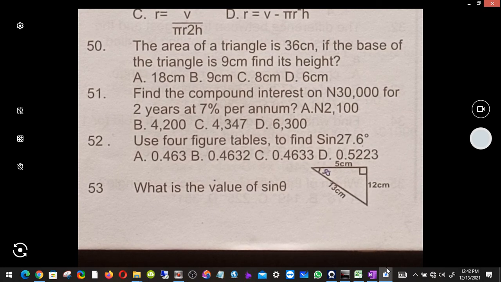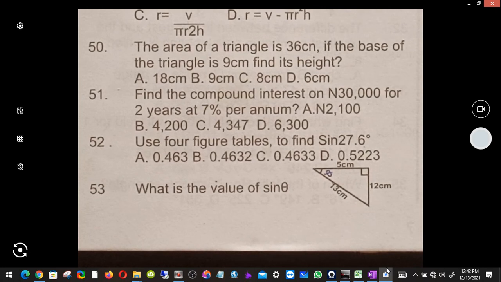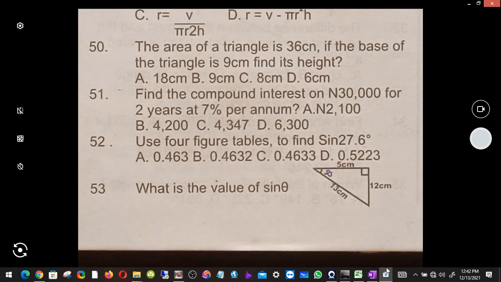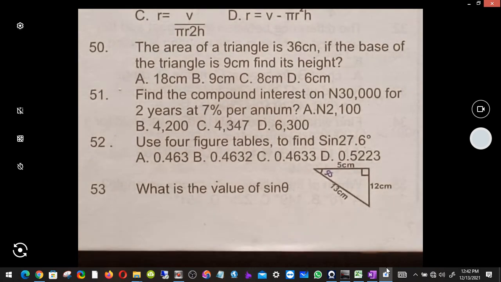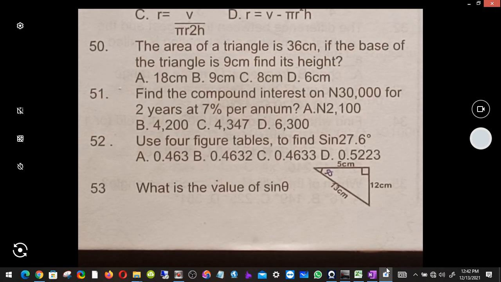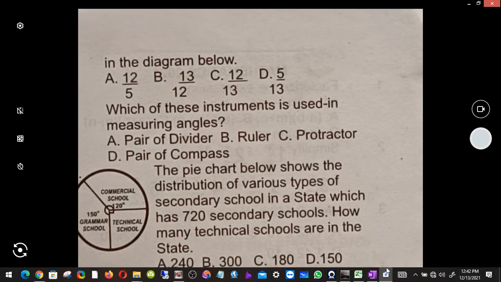Number 53, please. Okay, what sine? Opposite over hypotenuse. This is angle theta. So what's the opposite to angle theta? What's the hypotenuse? Hypotenuse is always the one facing the right angle. So opposite over hypotenuse, 12 over 13, right? Yes. Sine theta is 12 over 13, option C.